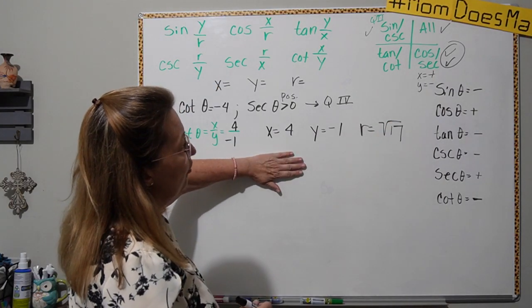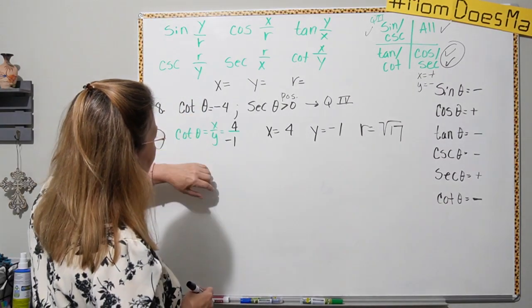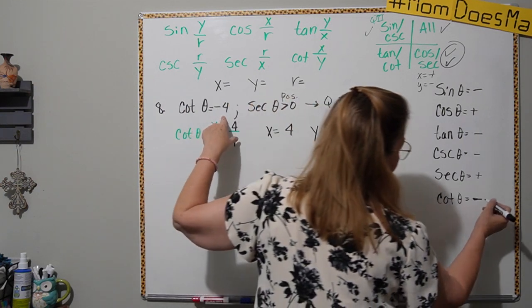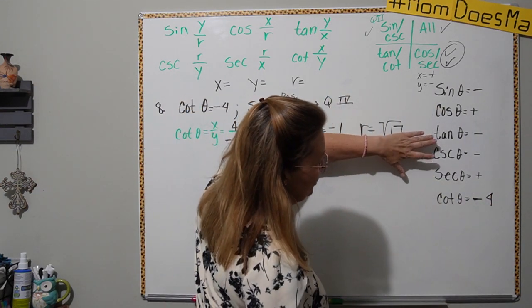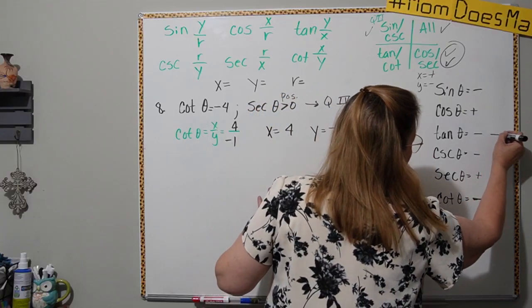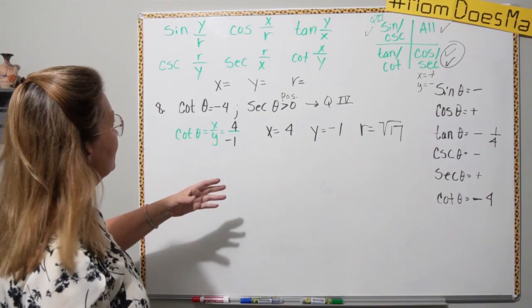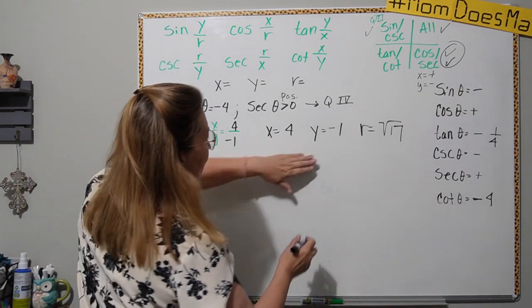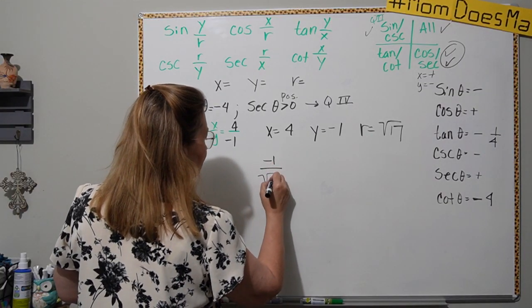Okay, so that was a lot of work, but now we're just ready to plug in what we have. We already know that the cotangent is -4, so let's come over here and put -4. We know that tangent is the reciprocal of that, so I can put -1/4. Now for sine. The definition of sine is y over r, so I'm going to have y, which is -1, over r, which is square root of 17.